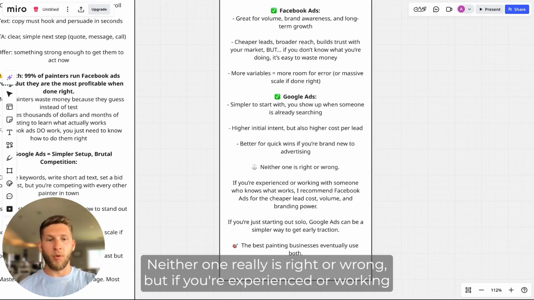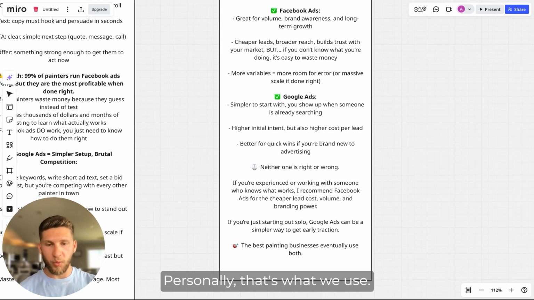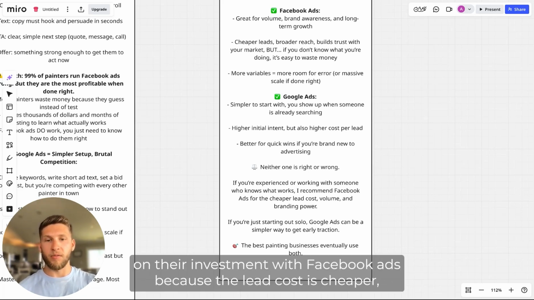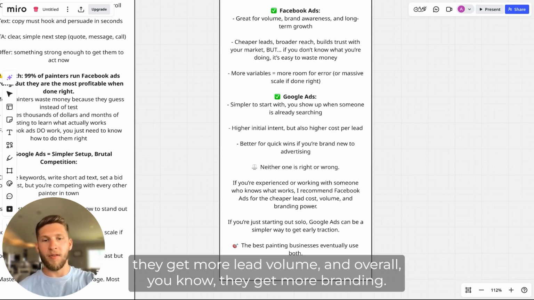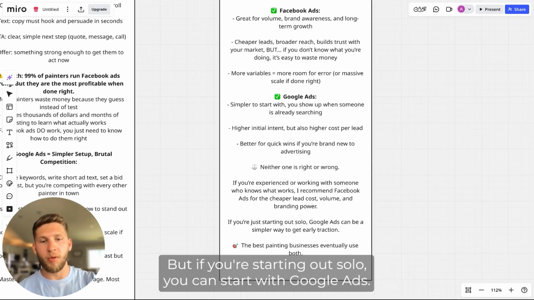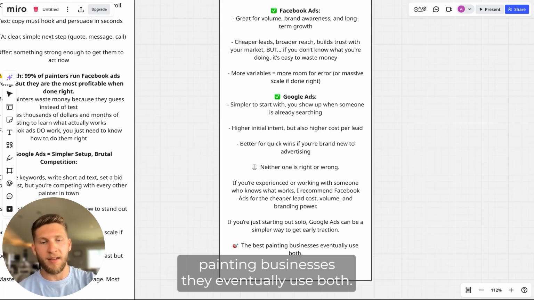But if you're experienced or working with someone who knows what works, I do recommend Facebook ads personally. That's what we use. We do both Google and Facebook ads, but we get people the highest return on their investment with Facebook ads because the lead cost is cheaper. They get more lead volume, and overall, they get more branding, so they stand out as the best choice in their community. But if you're starting out solo, you can start with Google ads. It's a little bit more simple. It's easier to get traction that way, but in the end, the best painting businesses eventually use both.